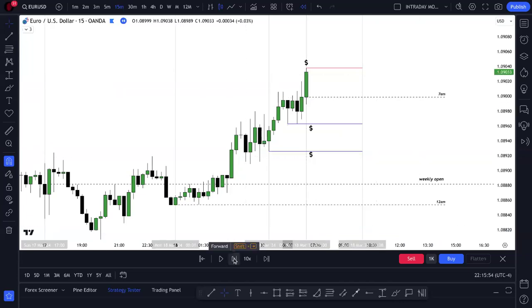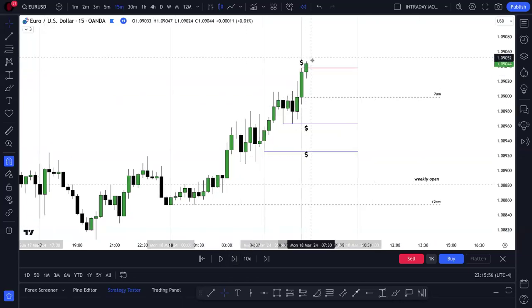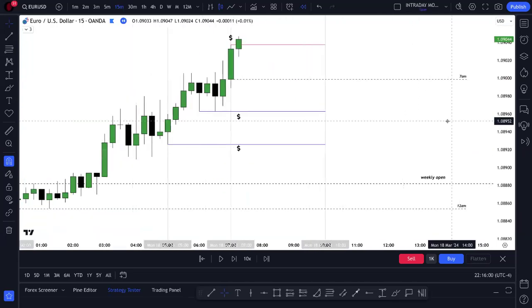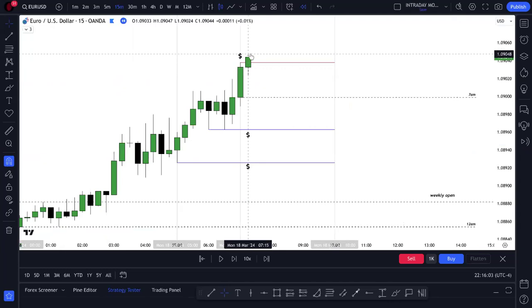Let's play it forward and see what happens. Price does this. Price runs our buy side liquidity pool. So there's a purge on buy side. What do we have available after purging buy side? What other liquidity pools do we have? So if this is buy side, what's left?